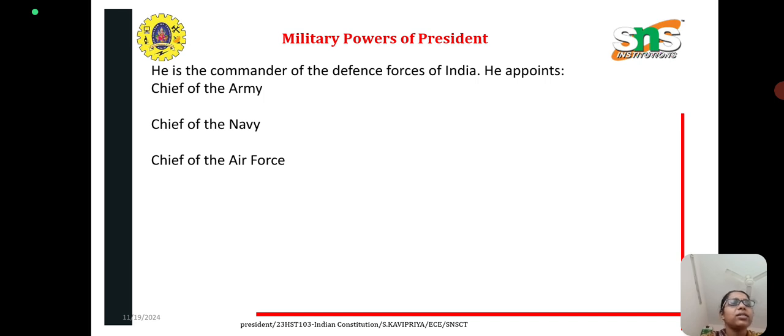And next are the military powers of the president. He is the commander of the defense forces of India. He appoints the chief of army, chief of navy and chief of air force.